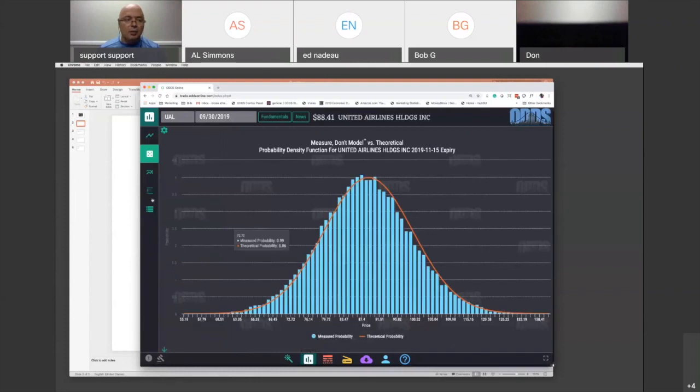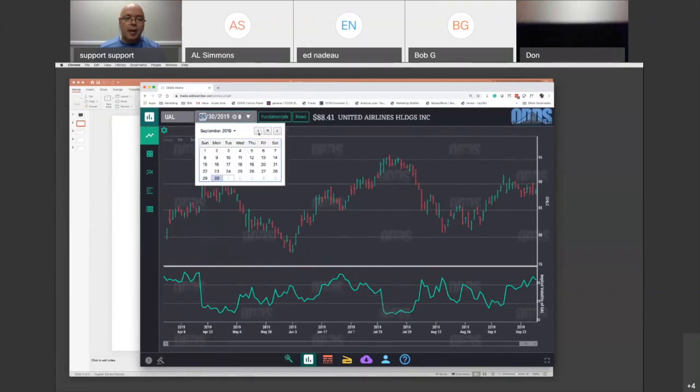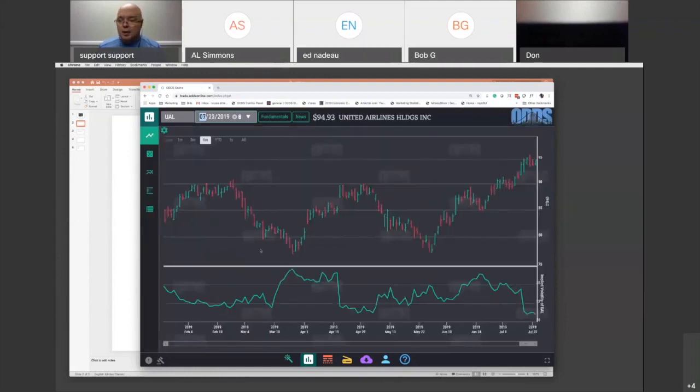I can actually take the software back to when the implied volatility was different back in July. I'm going to go back to July 23rd. So I can just come up here and take this back in time to July 23rd and do some kind of a comparison to see how cheap the options were relative to that expectation.